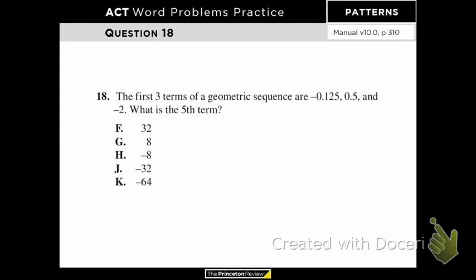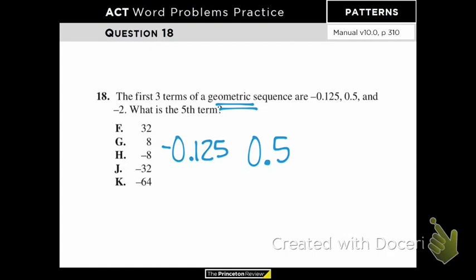All right, 18. The first 3 terms of a geometric sequence are, and then it lists them. What is the 5th term? So, just listing these out here. If we just start with the first 2, and because I know it's geometric, I'm thinking, what do I need to multiply by to get to the next value? So really, what I'm going to do here is, in my calculator, I'm going to do 0.5 divided by negative 0.125, and that's going to give me my multiplier.